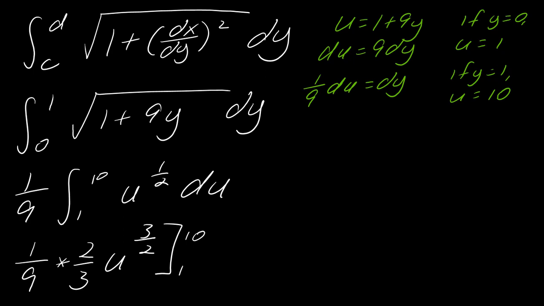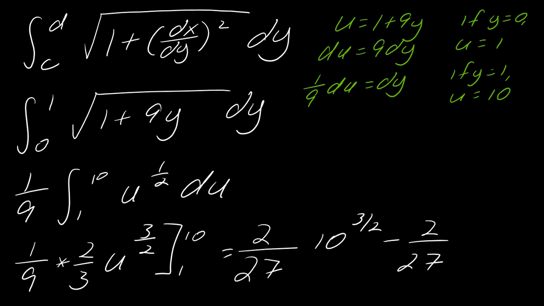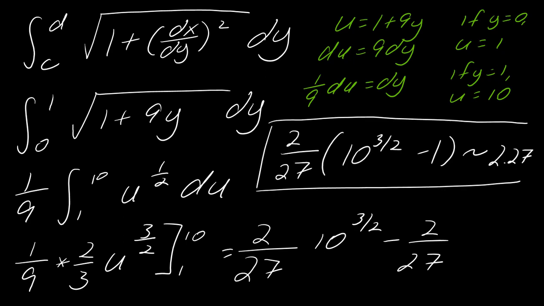And you don't get a beautiful number for this. So what I get when I plug everything in is 2 over 27 times 10 to the 3/2 minus 2 over 27. The only nice way I can really think to write that is just to factor out the 2 over 27, or you can plug this into a calculator, and you get approximately 2.27, tomato tomato in my eyes.